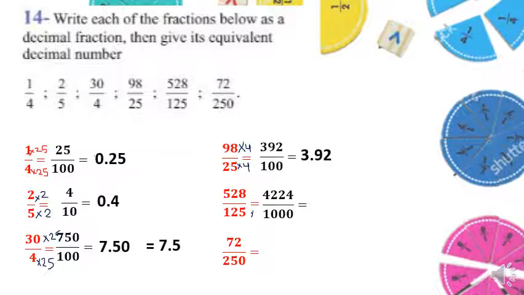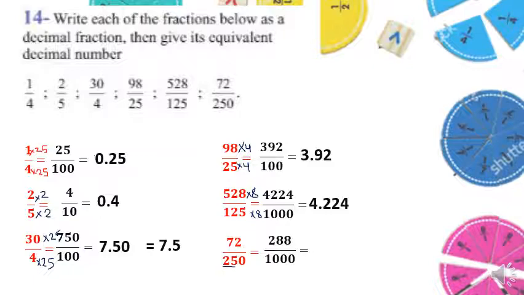The second one, 125, its friend is 8. So multiplying the denominator by 8 and multiplying the numerator by 8, the answer will be 4,224 over 1,000. We have 3 zeros here, and so the decimal point will enter 1, 2, 3 digits. So the answer will be 4.224.